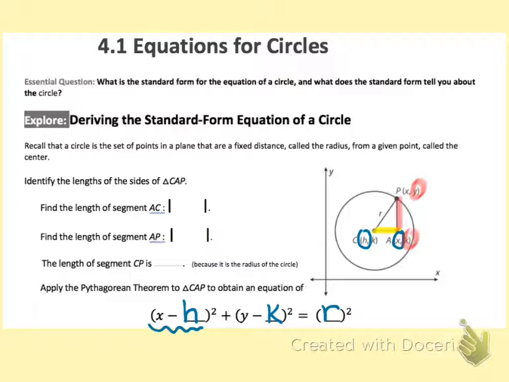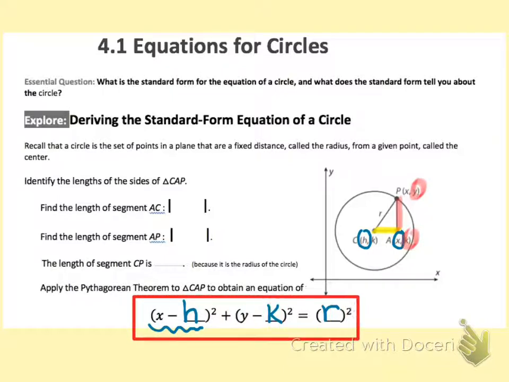And then since we're using the Pythagorean theorem, we would take the two legs and square them, add them together, and then if we took the square root, that would give us the radius. Well, that's actually where the equation for a circle comes from. It comes from the Pythagorean theorem.